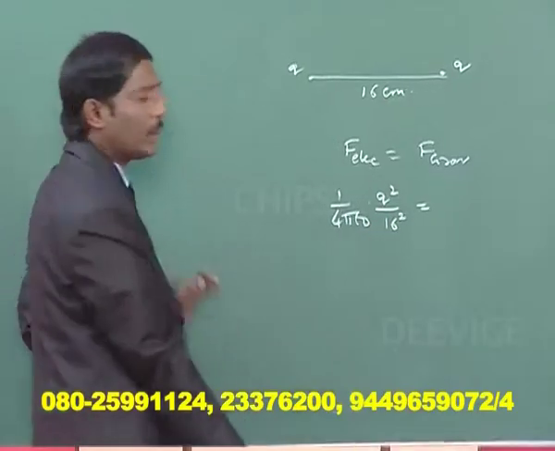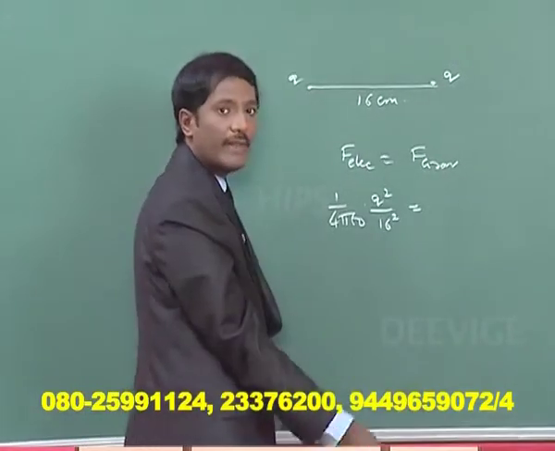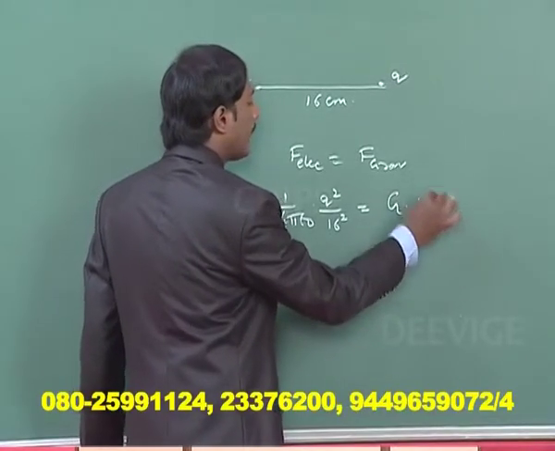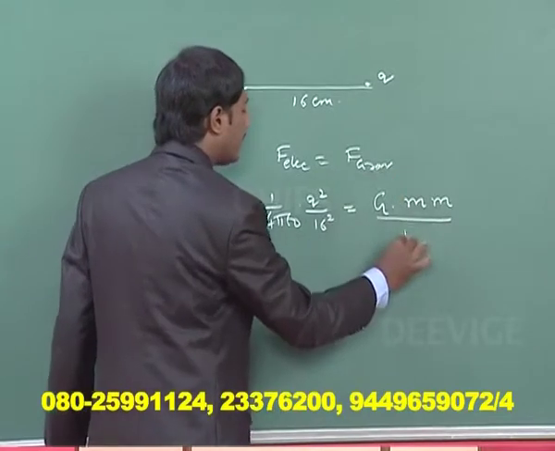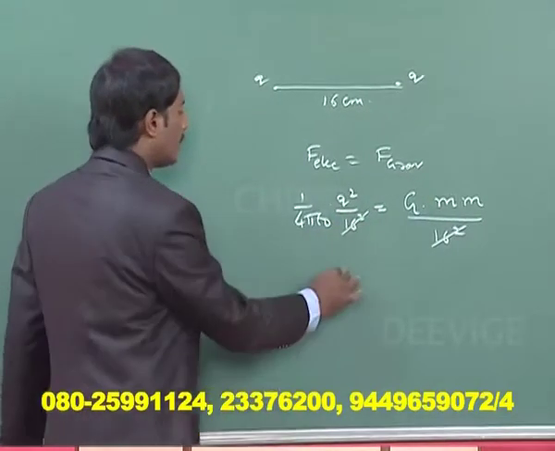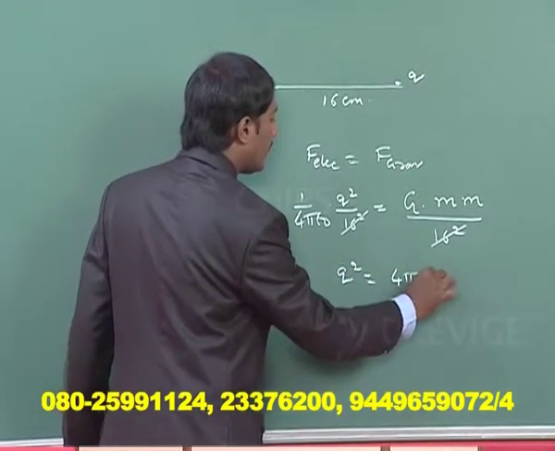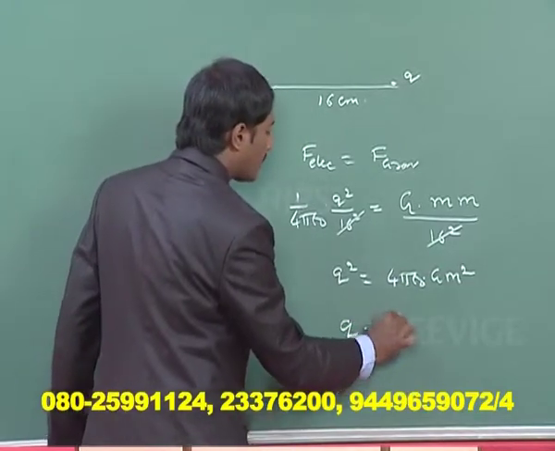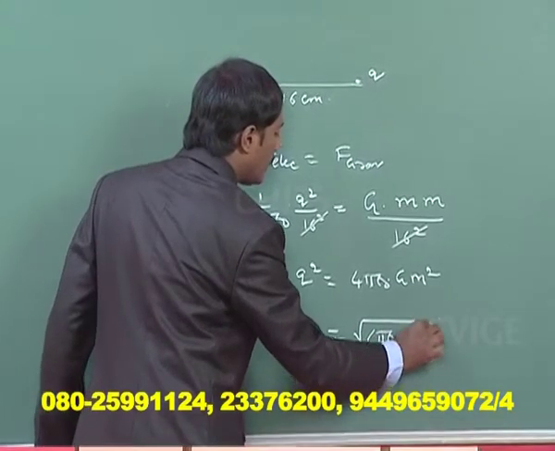That should be equal to the gravitational force between the two masses, that is G into the masses of the particles, m into m, divided by the distance squared, that is 16 squared. The 16 squared cancels out. So q squared is equal to 4 pi epsilon naught into G m squared. So q equals root of 4 pi epsilon naught into G into m squared.